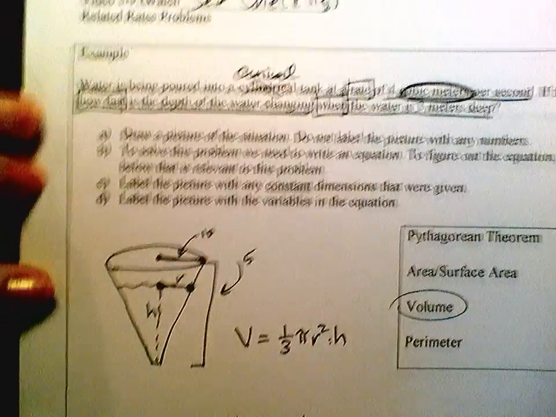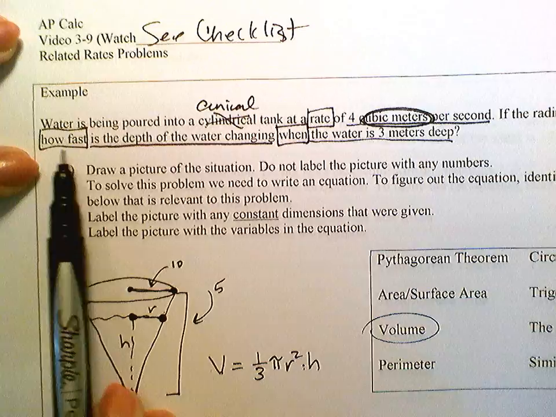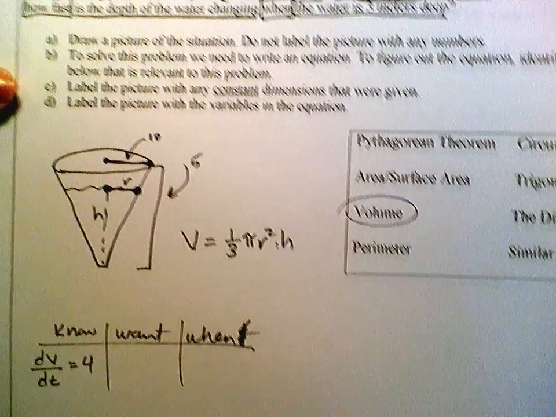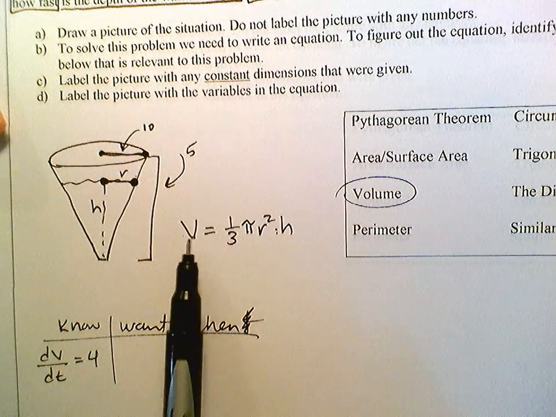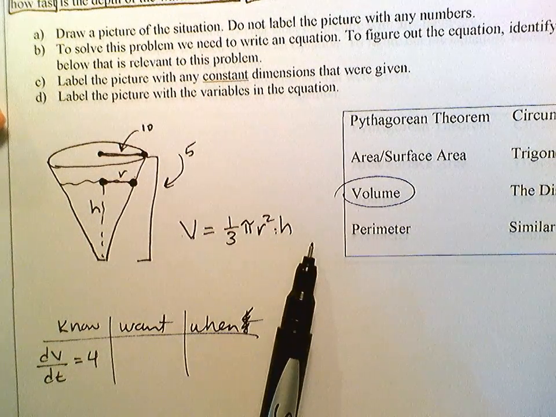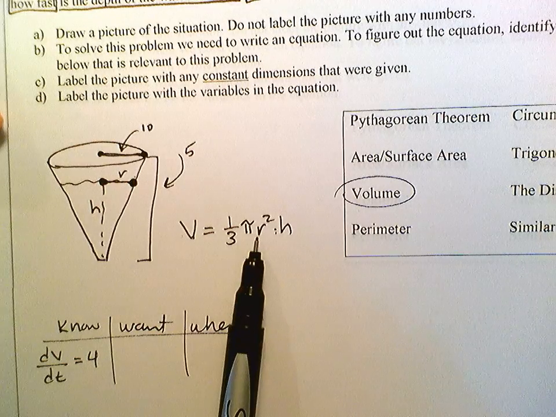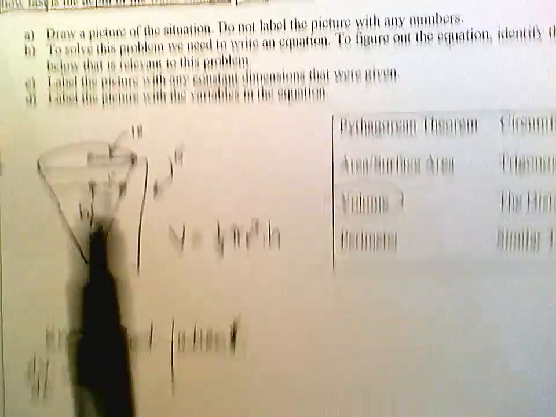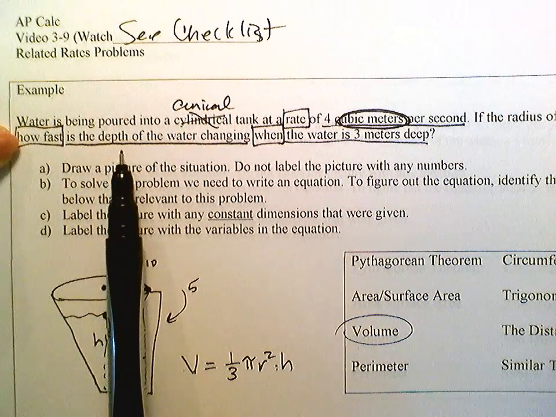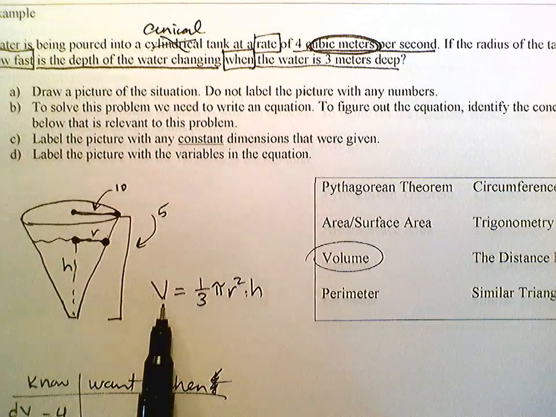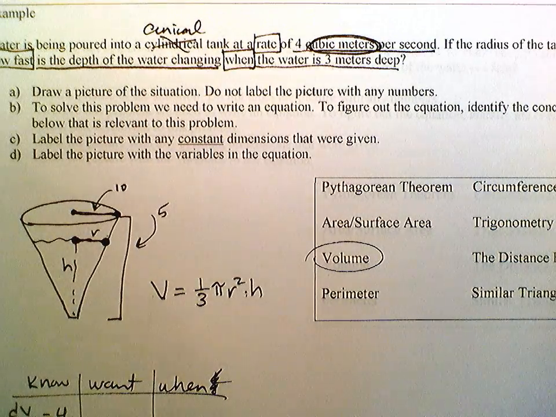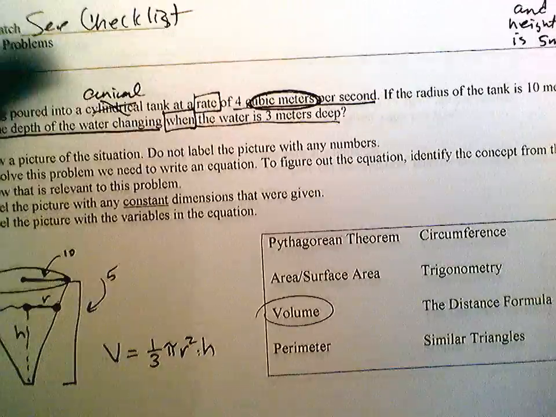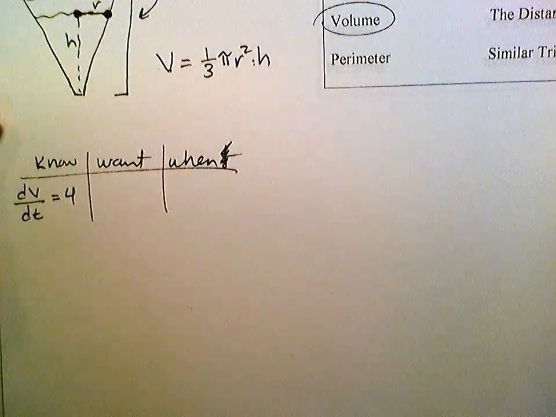What do we want? They want us to answer this question: how fast is the depth of the water changing? Well, we've got 3 variables, V, R, and H, 3 things that are changing. The volume of the water, the radius of the surface of the water, and the height of the water. If they're asking how fast is the depth changing, which of these, V, R, or H, is synonymous with depth? H. Depth and height are the same thing.